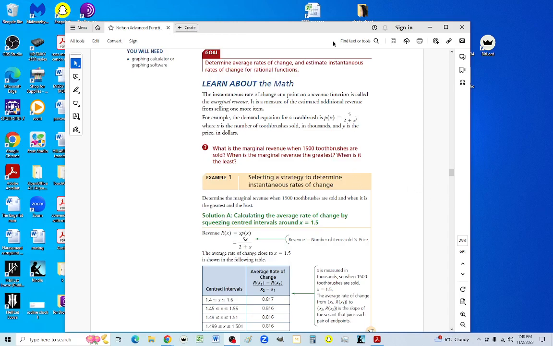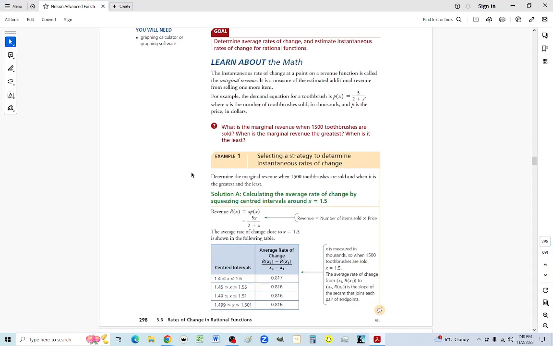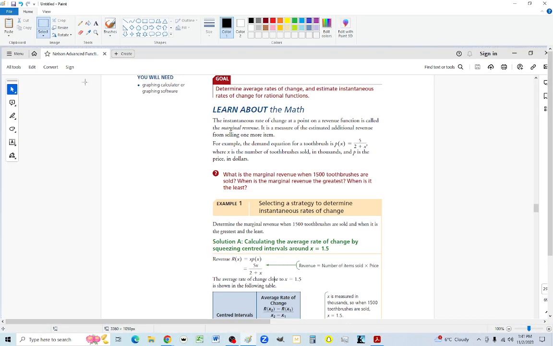Okay, this section's incredibly important to calculus, okay? And here's where we're measuring the instantaneous rates of change on any graph. And in this case, the graphs are going to be rational. So let me just enlarge this and show you what they're doing. This is incredibly important if you're going to proceed through the maths and sciences.